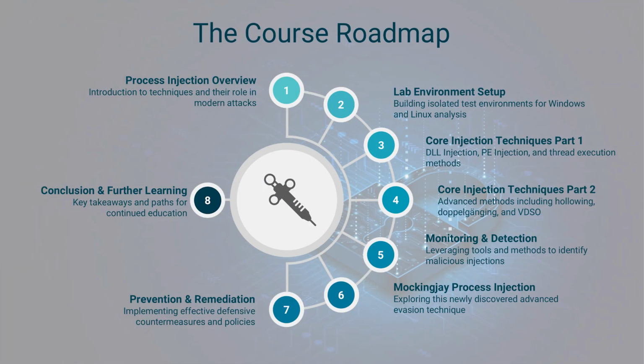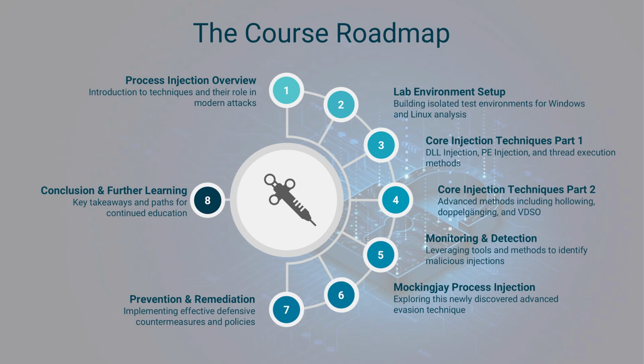We've structured the course into 8 focused sections. First, we start with this process injection overview, introducing key concepts and their significance in the threat landscape. In section 2, we'll build our lab environment with essential tools for hands-on practice across Windows and Linux platforms. Sections 3 and 4 dive deep into core injection techniques, including DLL injection, PE injection, process hollowing, thread execution hijacking, and many more specialized methods.